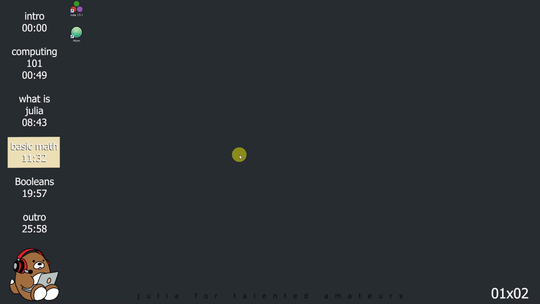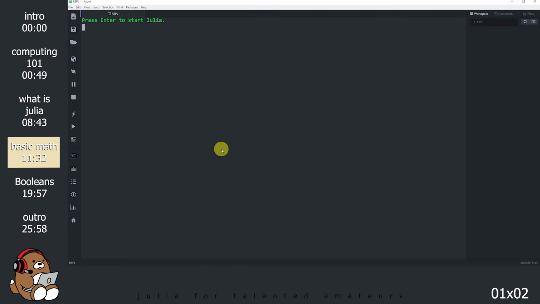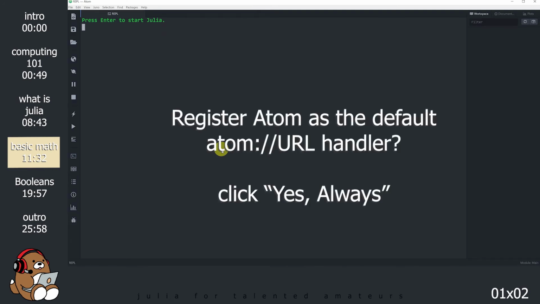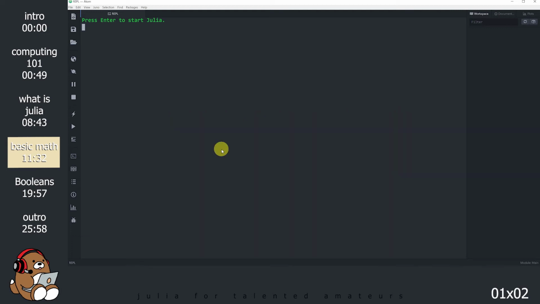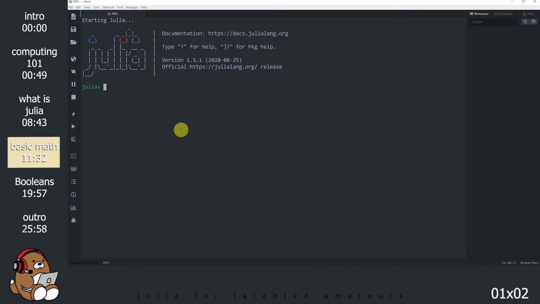Double-click on the Atom shortcut to start Atom. If you get a message asking to register Atom as the default Atom URL handler, click Yes Always. If you didn't get this message, don't worry about it. I've used Atom since the last tutorial and I got this message, but forgot to take a screenshot. Click anywhere in the REPL panel, hit Enter to start up the REPL. Once that's done, you can adjust the right side panels by dragging the vertical bar.